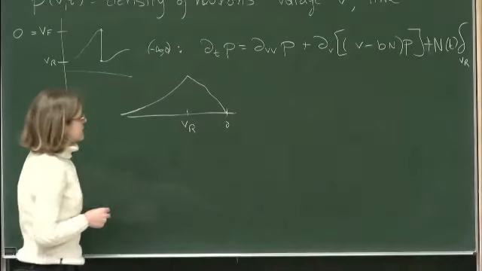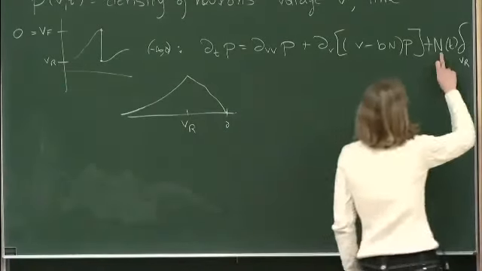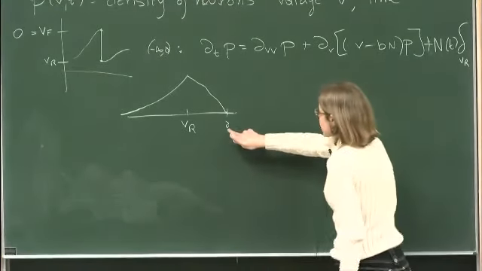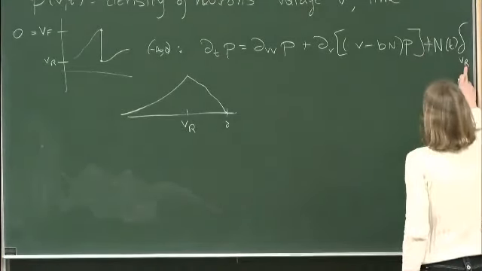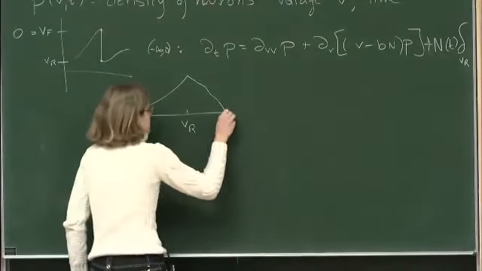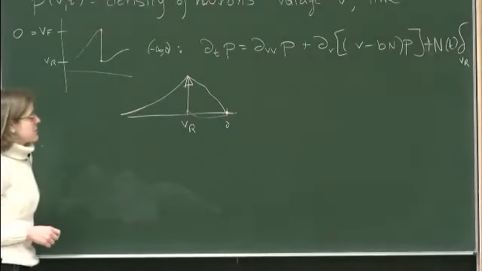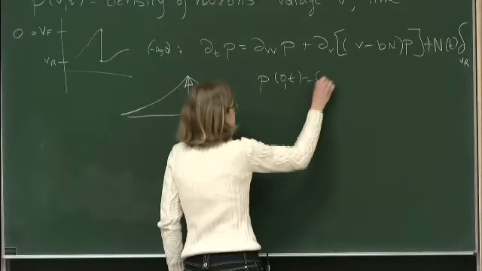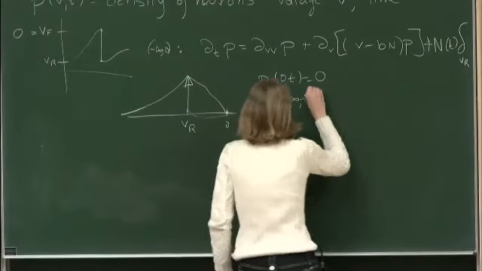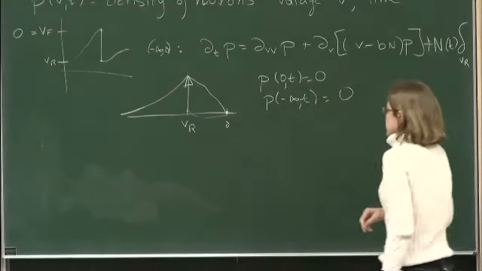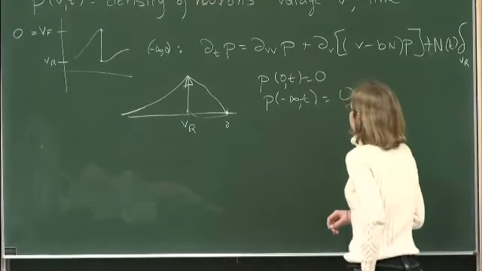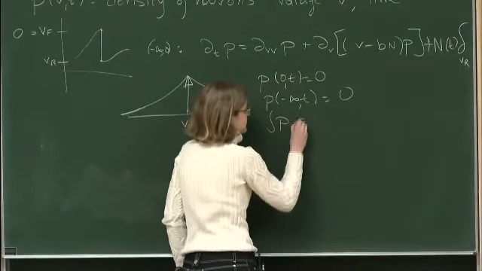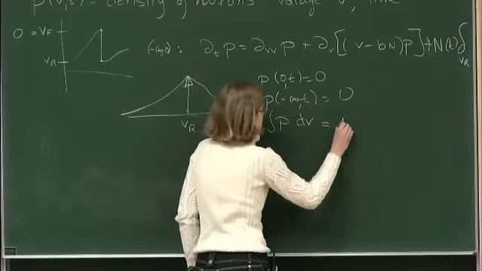The interpretation of this model is that whatever falls in at 0 reappears as a delta at V reset. So that is a source term there. Then I put P at 0 equals 0, and P decays at minus infinity, some decay we'll discuss later. And also mass conservation: the integral of P dv has to be 1.